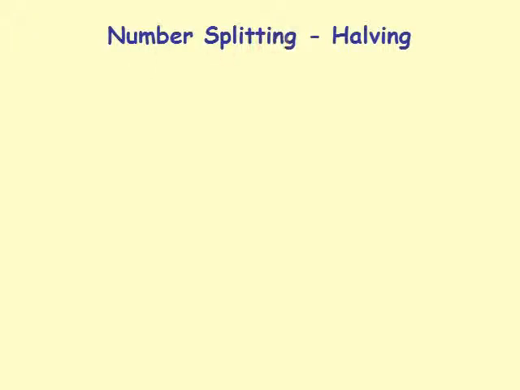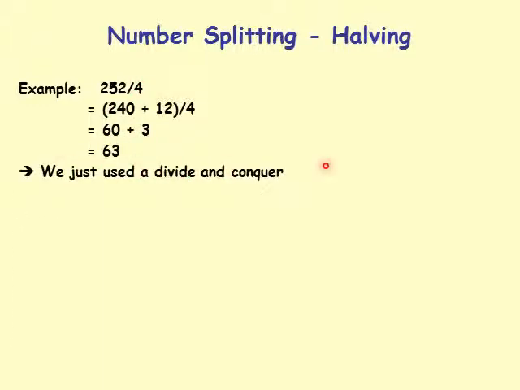Let's do halving now. 252 divided by 4: 252 is equal to 240 plus 12, divided by 4. We just split the number 252 into two parts. 240 divided by 4 is 60, and 12 divided by 4 is 3. So 60 plus 3 is 63. So 252 divided by 4 is 63. We just did a divide and conquer, dividing 252 into two parts, the sum of 240 plus 12.